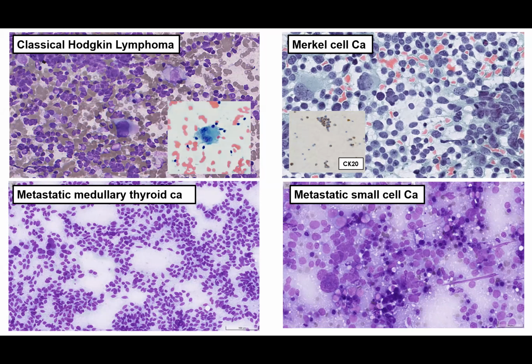Do not forget a metastatic medullary thyroid carcinoma. You can get giant cell types which can mimic other pleomorphic looking tumors, and metastatic small cell carcinoma can occur.